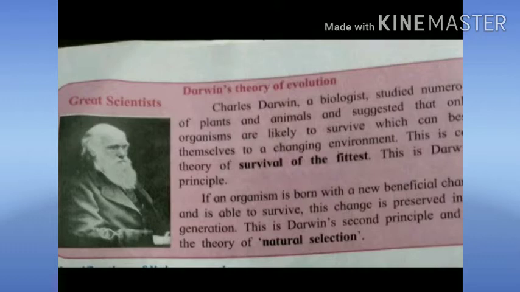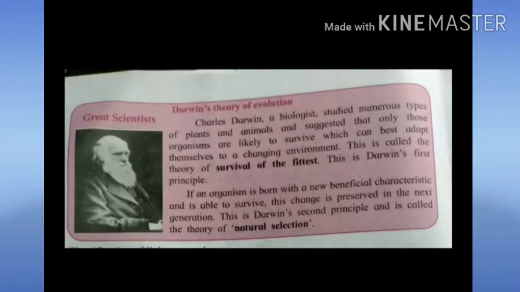Another one is natural selection. If an organism is born with a new beneficial characteristic and is able to survive, this change is preserved in the next generation. This is Darwin's second principle and is called the theory of natural selection.